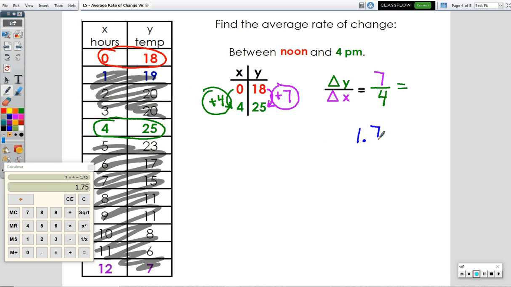Okay, it's positive, so that means my temperature was going up 1.75 degrees every hour. So it went up 1.75 degrees per hour. Now, it's important to know this is an average rate of change. If we look at these temperature changes, it's not always increasing by 1.75. Right here, okay, the temperature didn't change at all. And right here, it's only changing by 1 degree. But when we look at the average temperature change over this whole time period, that's when it's 1.75.